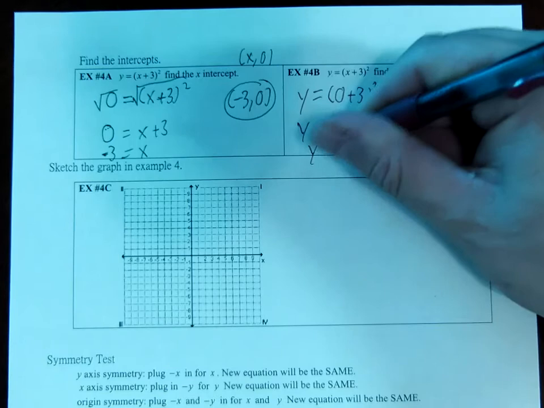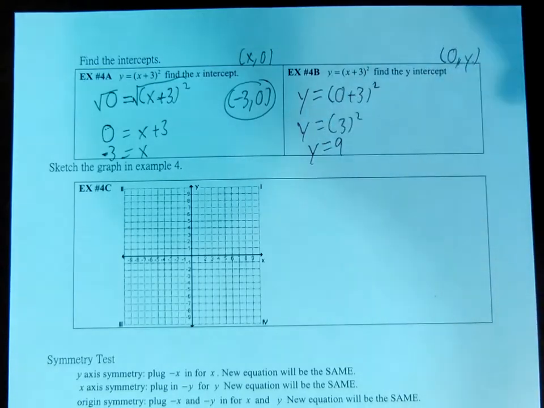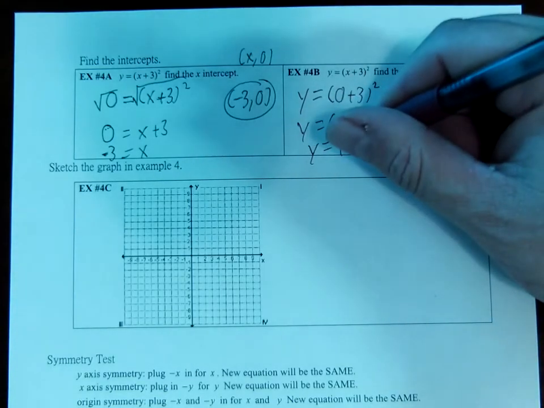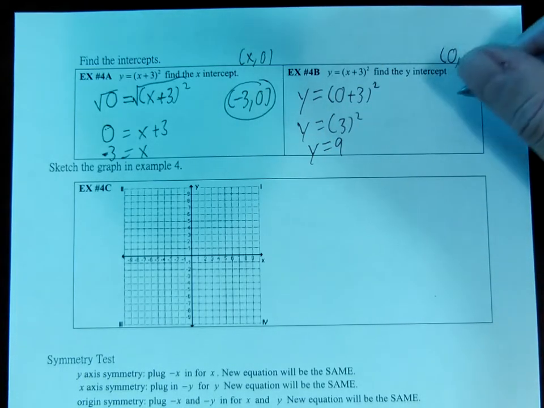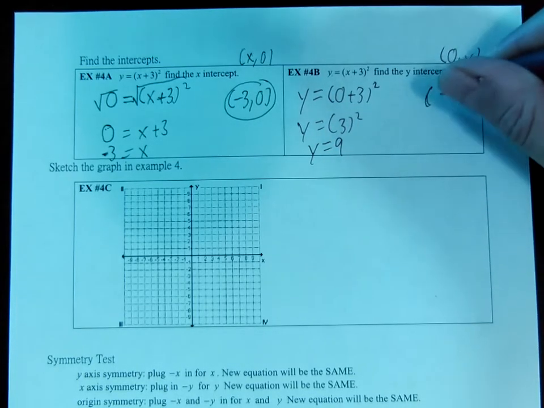So that means y is 9. And now again, when I get this y equals 9, y is not even a solution of 0. That's a y-axis crossing. That's 0, comma 9.